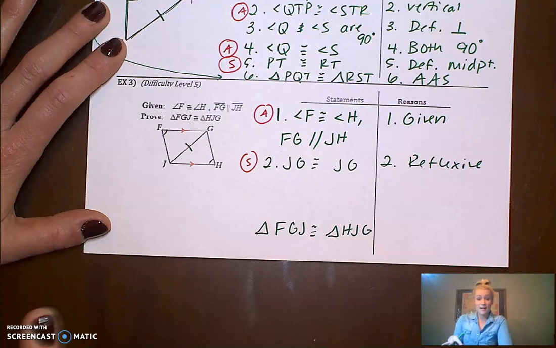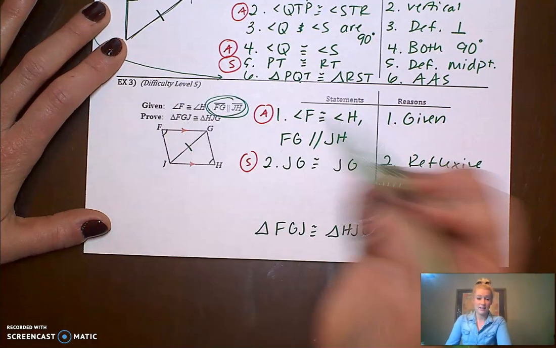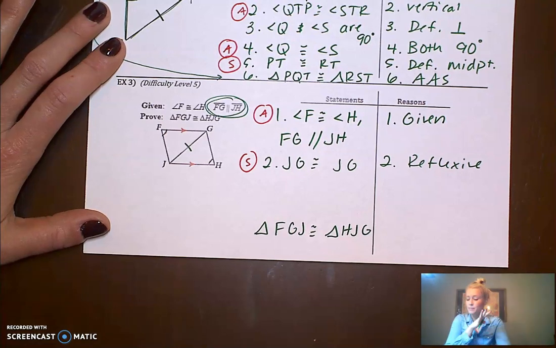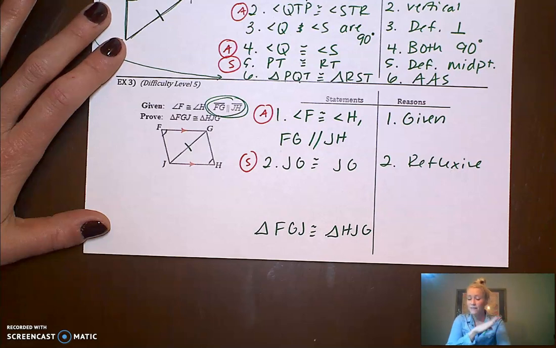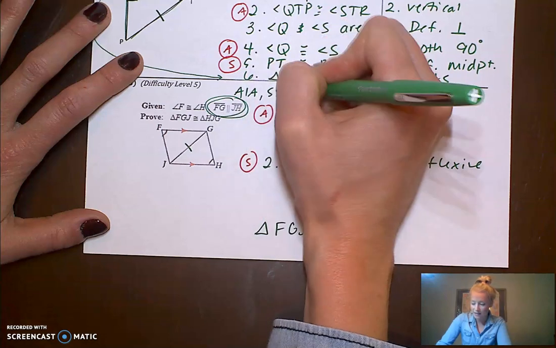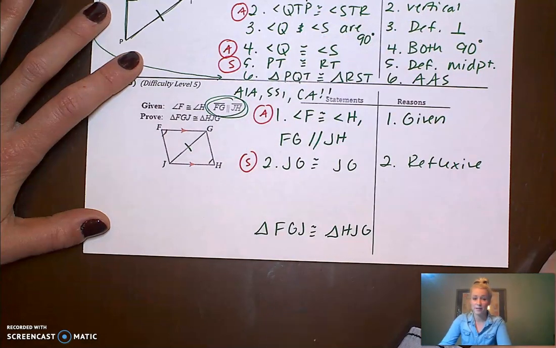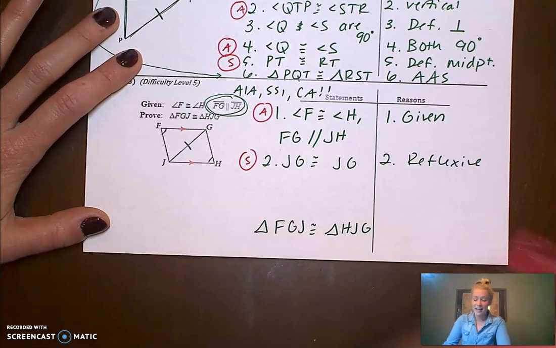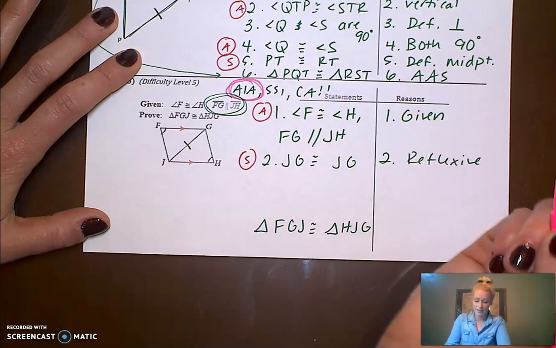Now, I'm stuck, and I haven't used this for anything. I haven't used parallel for anything. I'm going to say it a million times. Parallel is trying to show you, just like last unit, if you see parallel, you're trying to look for AIAs, SSIs, correspondings. That's what parallel is trying to show you. And guys, 9 times out of 10, it's AIAs in this picture.